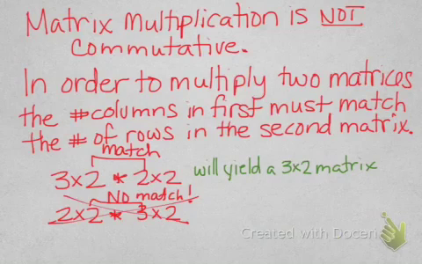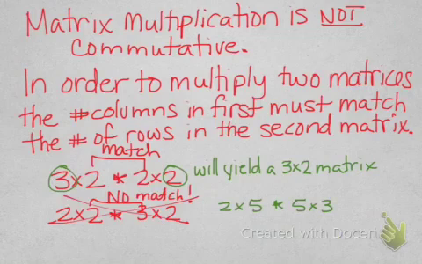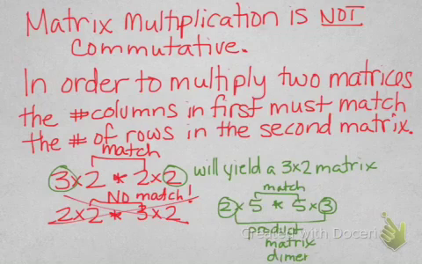If you multiply a 3 by 2 by a 2 by 2, the answer is going to be a 3 by 2 matrix, and the way that you figure out the dimension of your result is those outside numbers. So 3 by 2 times a 2 by 2 is going to give you a 3 by 2 matrix. If I multiply a 2 by 5 by a 5 by 3 matrix, I can do it because the inside numbers match, and the result is going to be a 2 by 3 matrix. The product matrix has those dimensions.